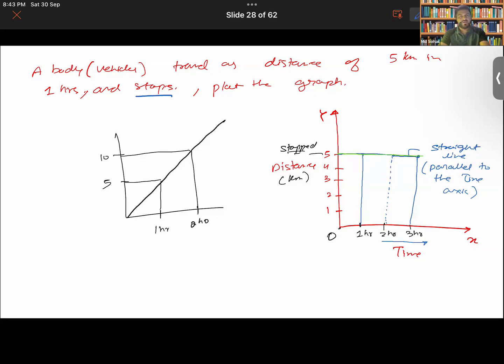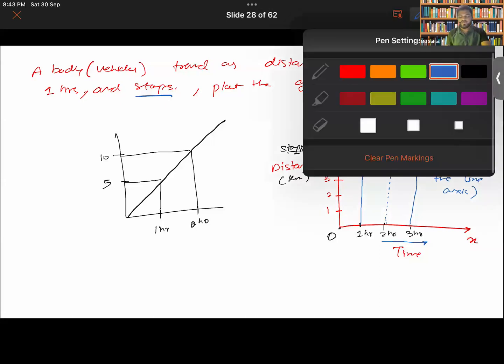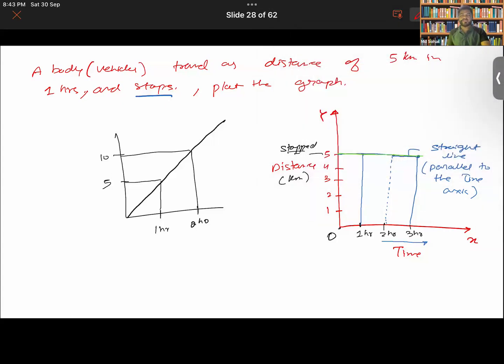Exactly. You will always be getting a straight line. Looking at the diagram here, you can visualize it now. Is there any possible way in which you can get a curved line in the case where the body stops after traveling some distance? No, obviously.